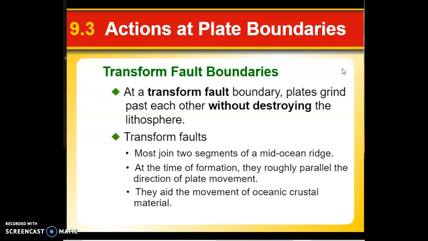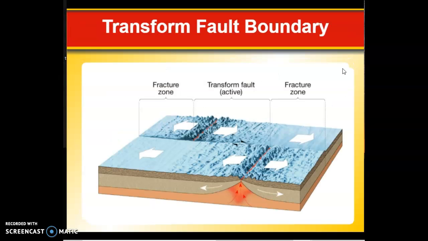A transform fault boundary, the final boundary we'll talk about, happens when plates grind past one another without destroying the lithosphere. Transform faults join two segments of a mid-ocean ridge. At the time of formation, they're roughly parallel to the direction of the plate movement. They aid in the movement of oceanic crustal material. Here we can see the fracture zone. We can see the transform fault, which is the active portion that's moving, and then the other fracture zone.